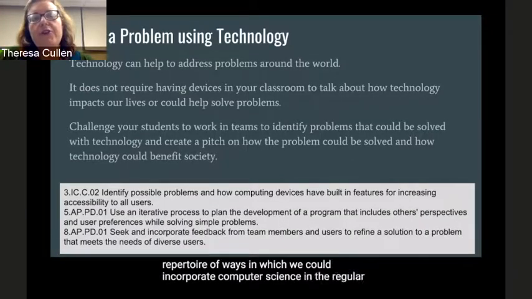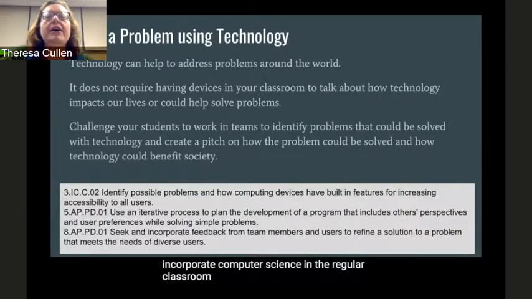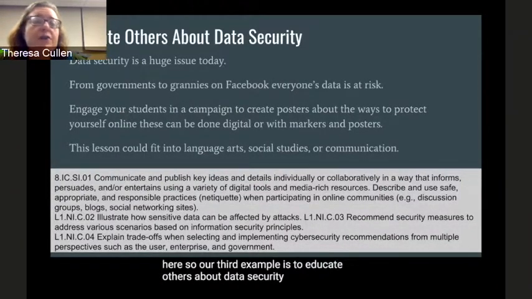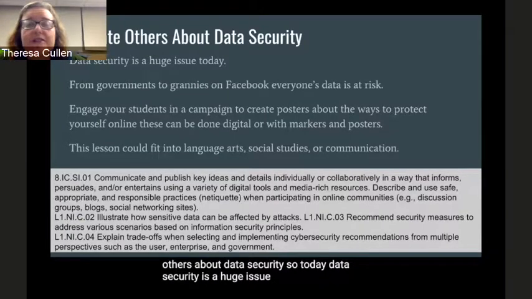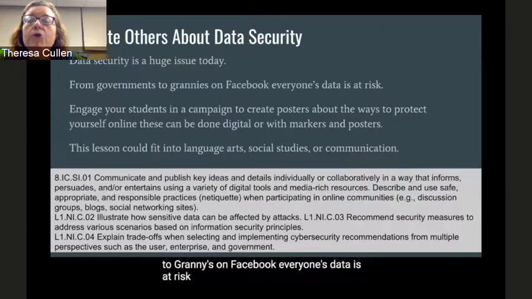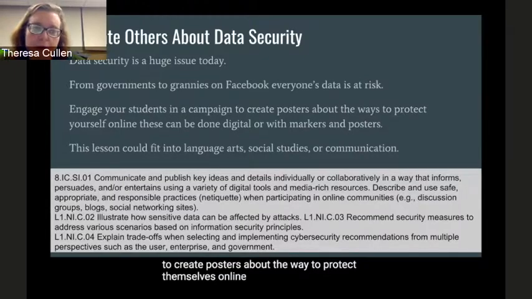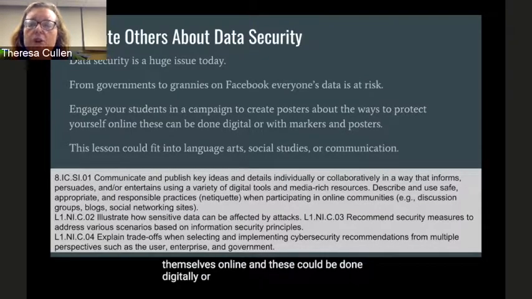Let me grab for another example here. So our third example is to educate others about data security. So today, data security is a huge issue. From governments to grannies on Facebook, everyone's data is at risk. Engage your students in a campaign to create posters about the way to protect themselves online. And these could be done digitally or with markers and poster paper. The lesson could fit into language arts, social studies, or a communication class.